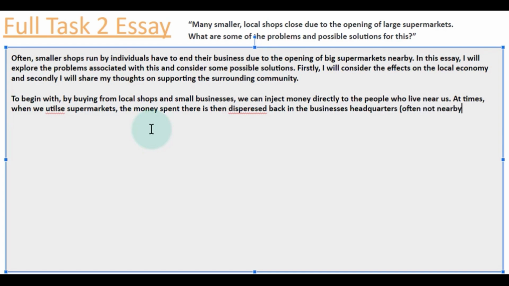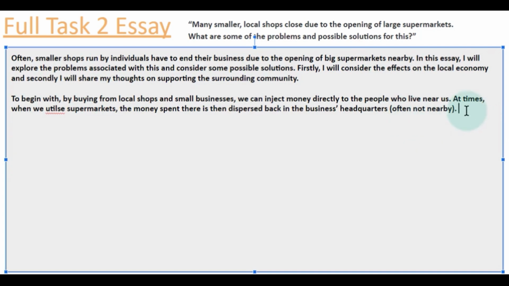Often not nearby. I do love using brackets in my writing. Dispersed. Let's read this back. At times when we utilize supermarkets, the money spent there is then dispersed back into the businesses' headquarters, often not nearby.